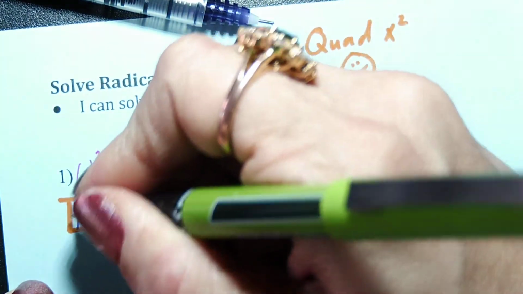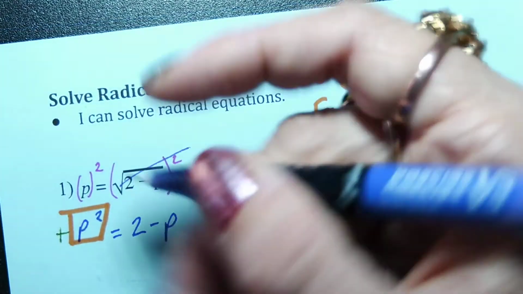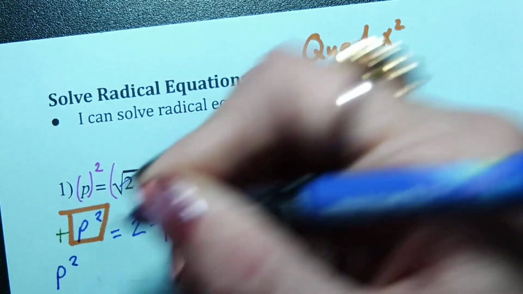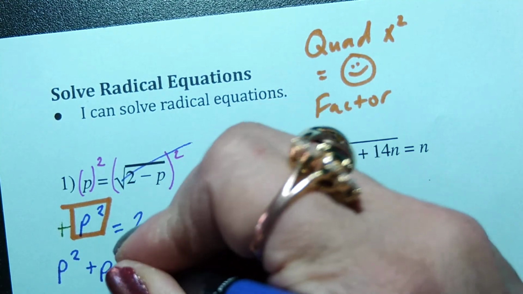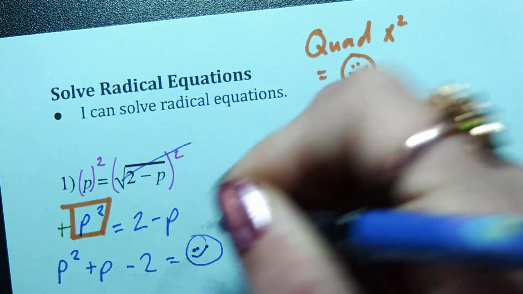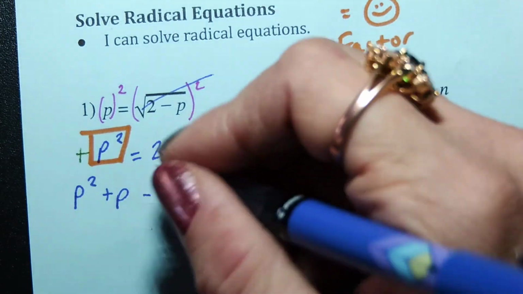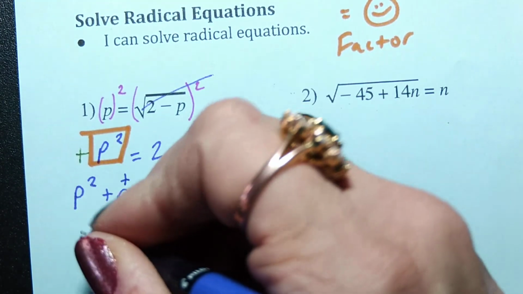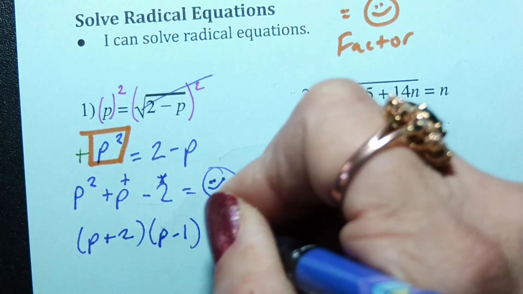Left. Why is the left only slightly better? We want to keep that square term positive. It is less work to move the p squared, so you could do that and then multiply by -1, but keeping that a value positive is your best bet. So add the p, subtract the 2, equals 0. So now we factor. Product of -2, sum of 1, p plus 2, p minus 1.